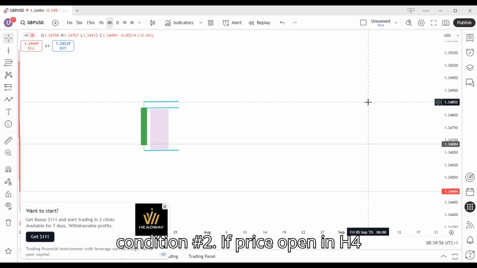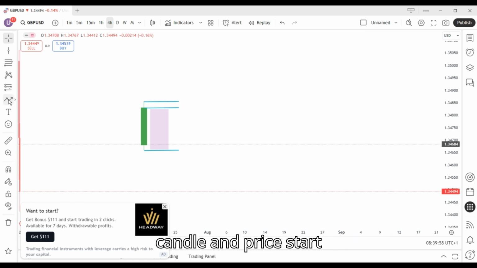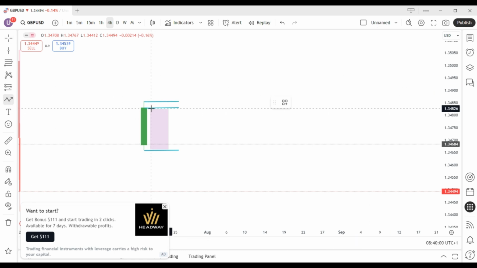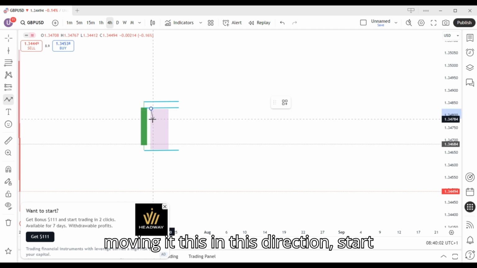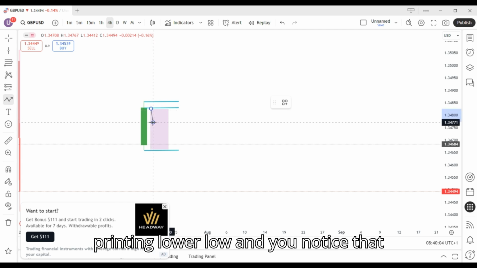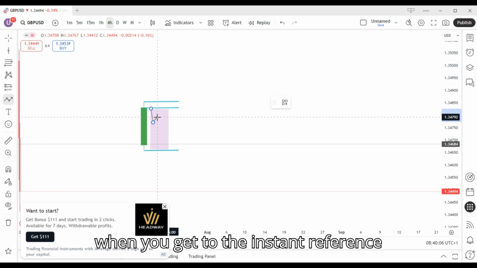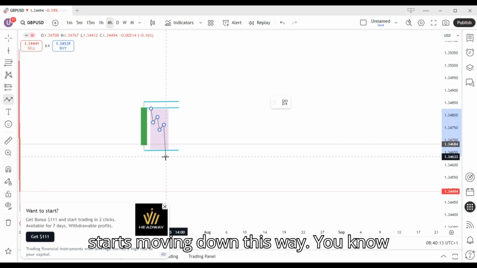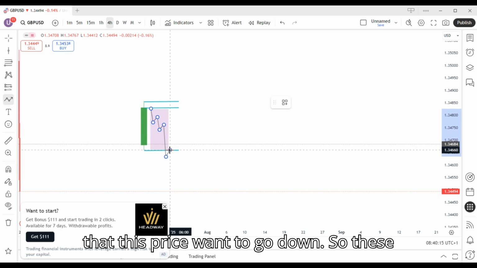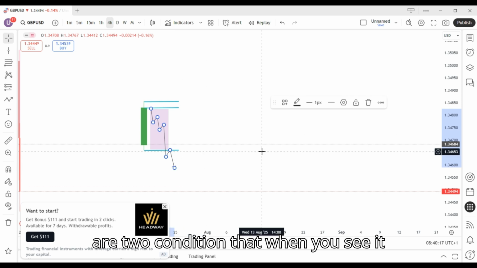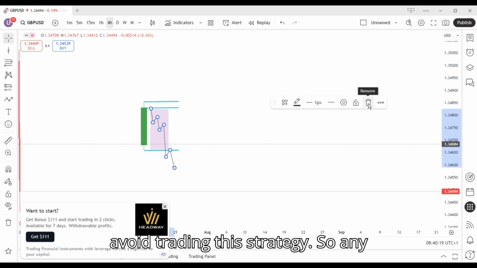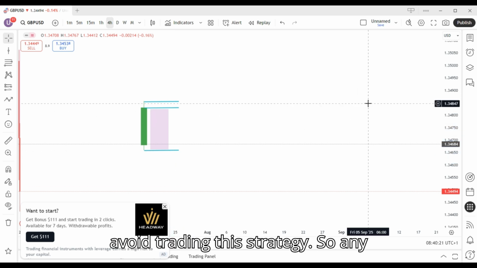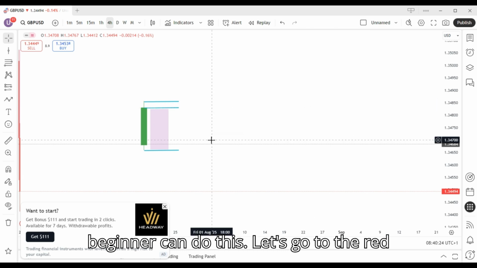Then condition number two, if price opens in the H4 candle and price starts moving in this direction, printing lower lows, and you notice that when you get to the institutional reference point there's no bullish engulfing candle, kindly ignore it, and price starts moving down this way, you know that this price wants to go down. So these are two conditions that when you see them, avoid trading this strategy. So any beginner can do this. Let's go to the chart.